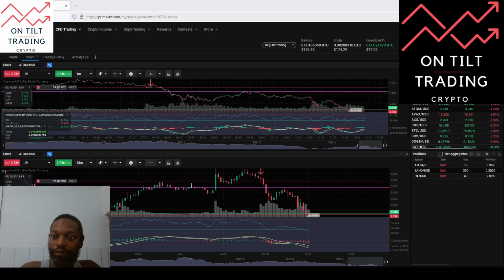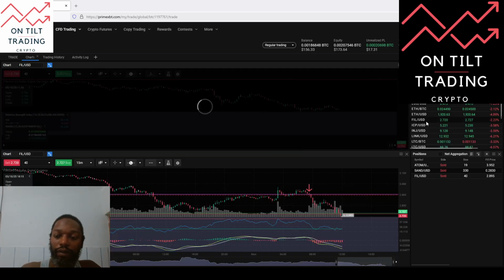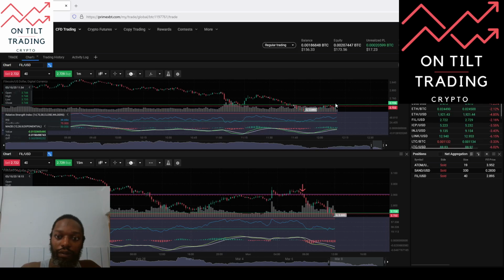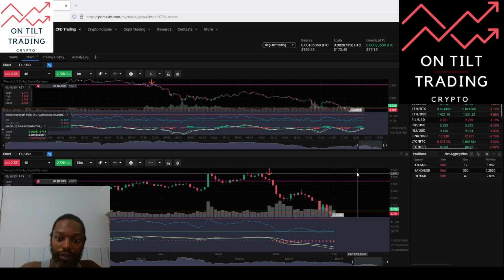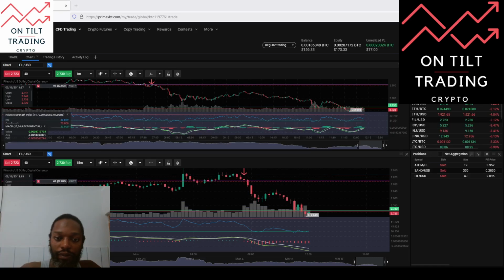Next up, we have Filecoin. I took this at the open. This is R3. So this is another R3 to S3 traverse. Similar scenario, except this one, again, selling off into R3. I take it right at R3.